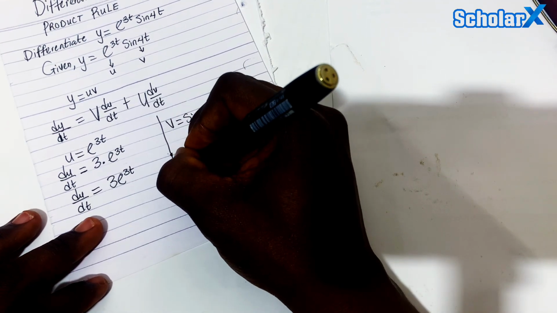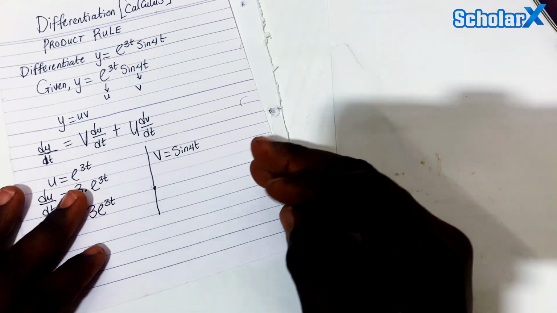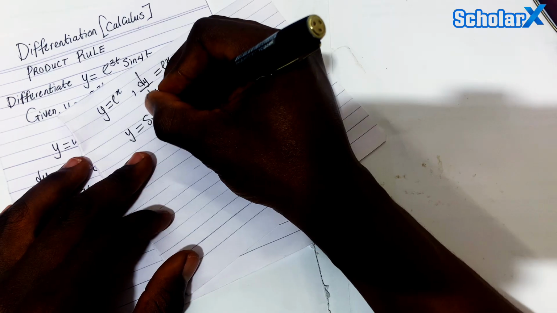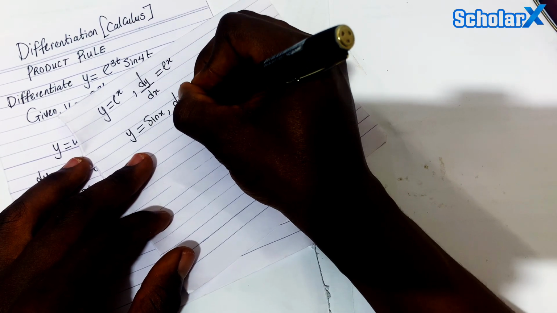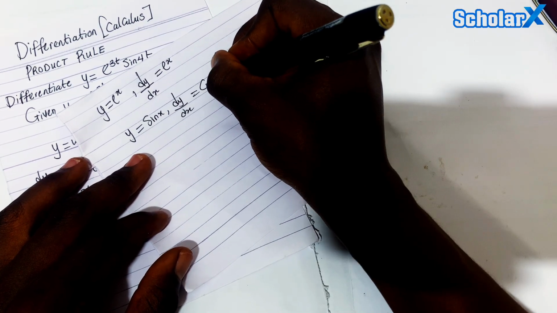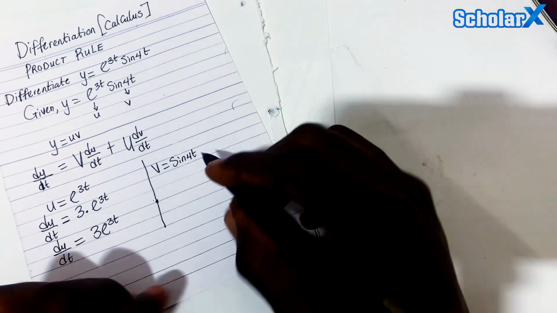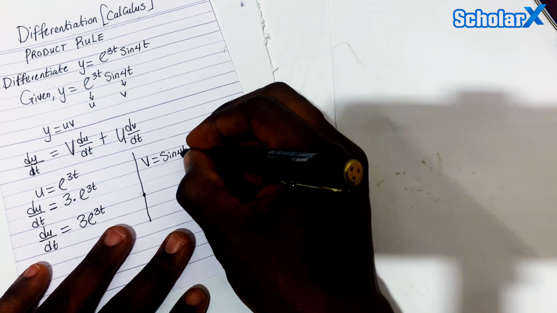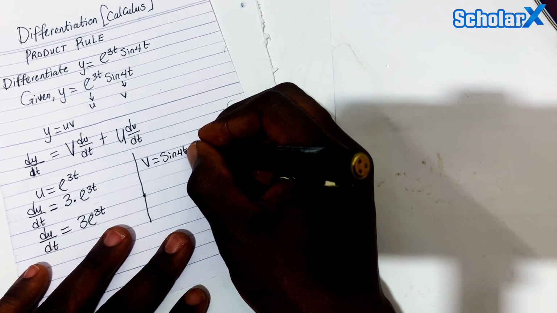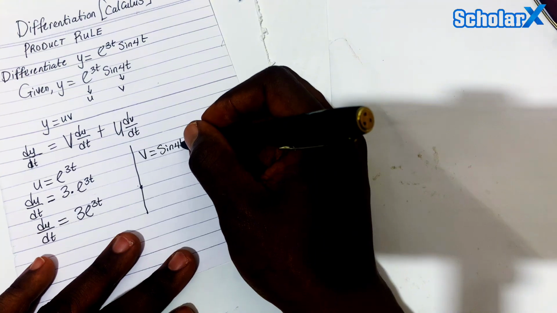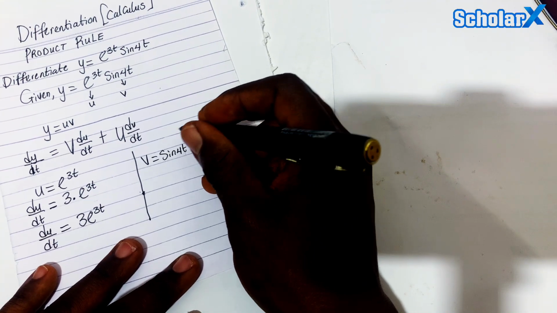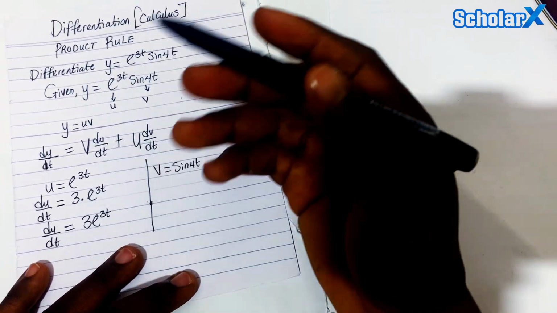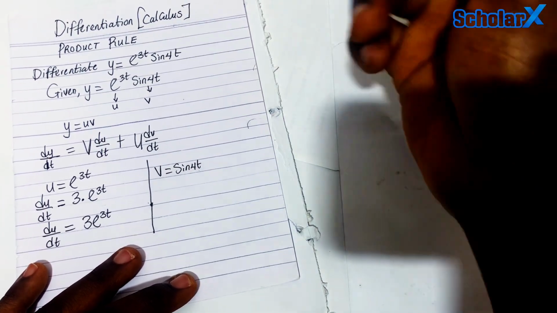Now, let's find dv dt. Normally, if you have a function y is equal to sine x, and you differentiate it, you're going to have cos x. But that does not mean that if you have a function sine 4t, if you differentiate it, you have cos 4t. No. There's a function inside this trigonometric function. There's a 4t right here. 4t is an algebraic function inside a trigonometric function. That's what we call a function of a function. Even this exponential 3t is a function of a function, because you have a function inside another function.